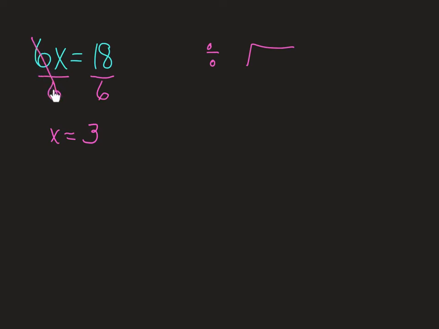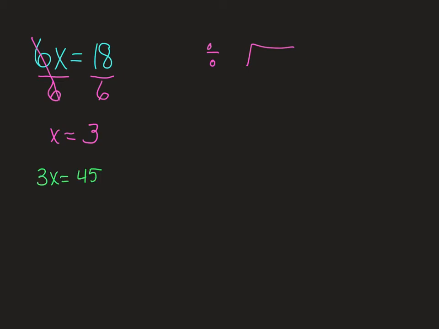Now let's talk about these crossing out guys. When I cross out, then I'm really getting 1. 6 divided by 6 is 1. But math people don't write the 1. They just leave that 1 off. And they just say, we have 1x, but it's just an x. 1x is an x. So 6 divided by 6 got rid of that 6. It was the opposite. We're undoing the multiplication by doing division.